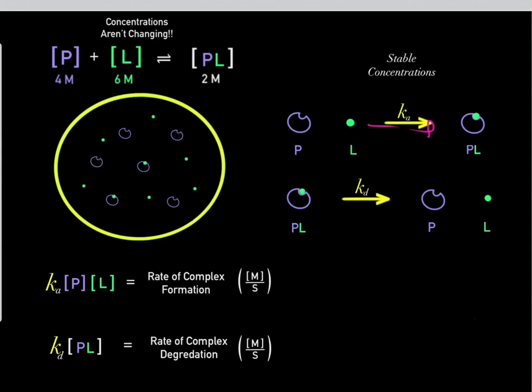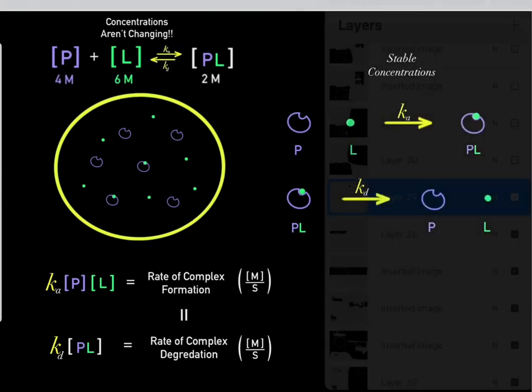For example, let's say we were quickly forming protein-ligand complex and very slowly degrading protein-ligand complex. What would happen under those scenarios? We would be building more and more protein-ligand complex, and therefore we would not be at equilibrium, because the concentration would be changing. However, if the rate of complex formation equaled the rate of complex degradation, then we would be forming the complex just as quickly as we were degrading it. Therefore, the concentration of the complex would remain stable, and we would be at equilibrium.